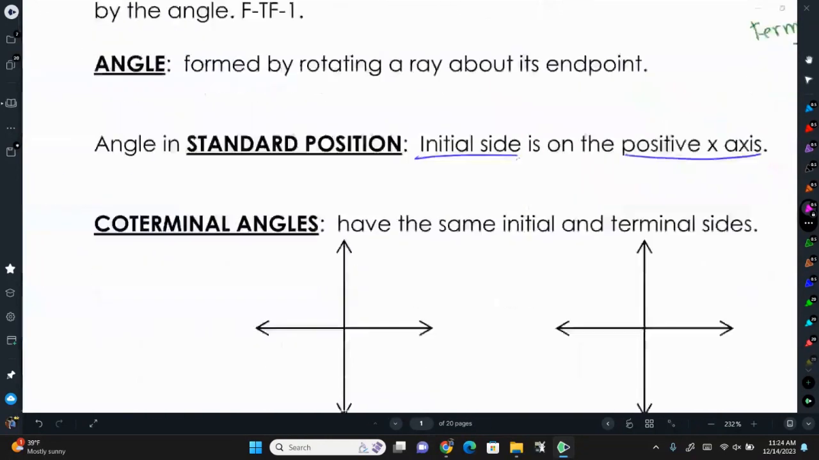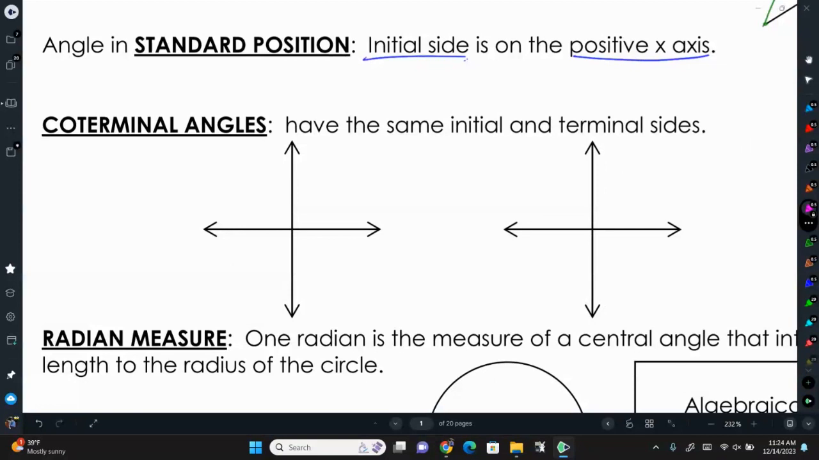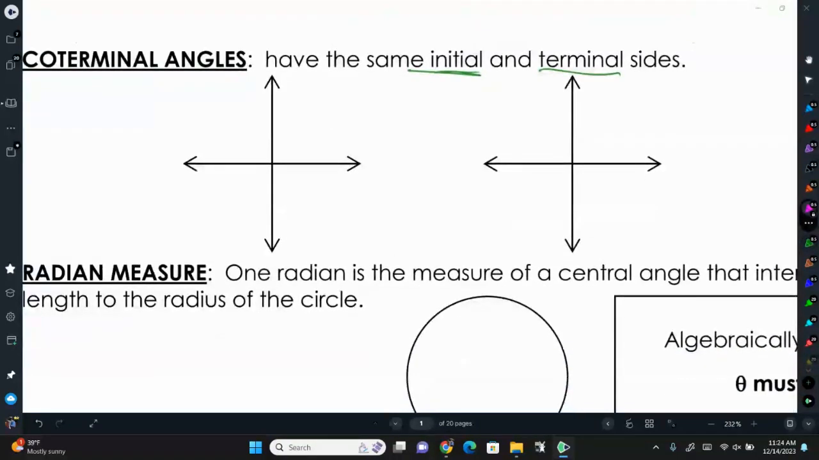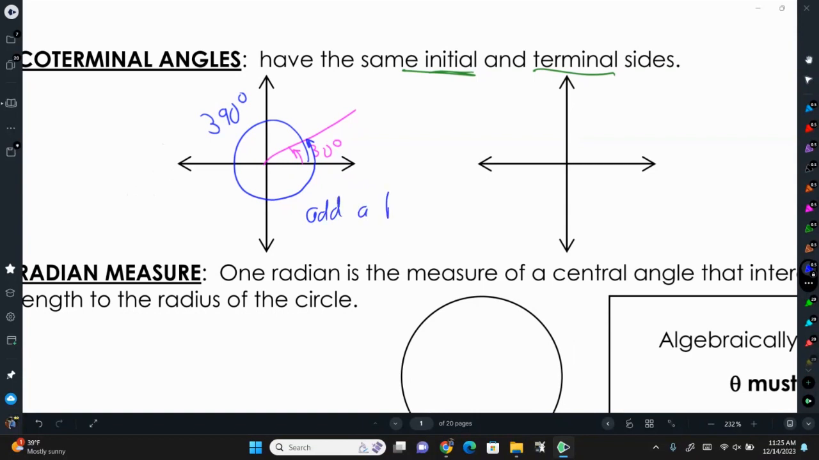And those are called coterminal angles. It's where they have the same initial side and the same terminal side. So, for example, if we were looking at a 30-degree angle, let's call this 30 degrees. A coterminal angle could be going a full circle and a little bit more, and that would be 390 degrees because we go a full circle and then add the initial amount. So we can add a full circle.